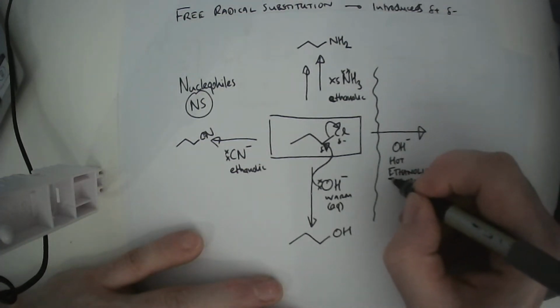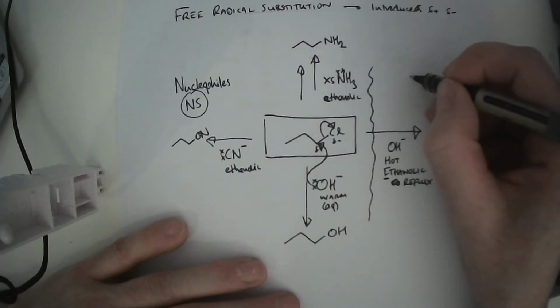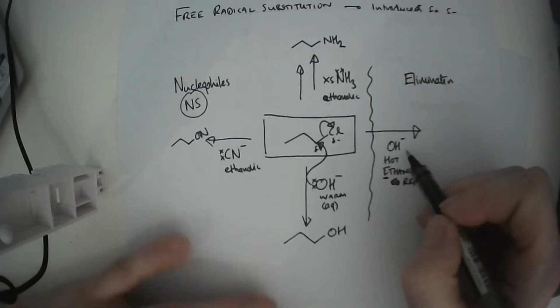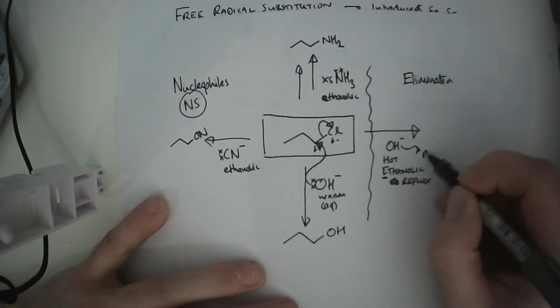The E of ethanolic gives us a really big clue that this is a different type of mechanism, and it is in fact elimination. The OH minus does not act as a nucleophile here. You have been taught by your teachers that the OH minus acts as a base.